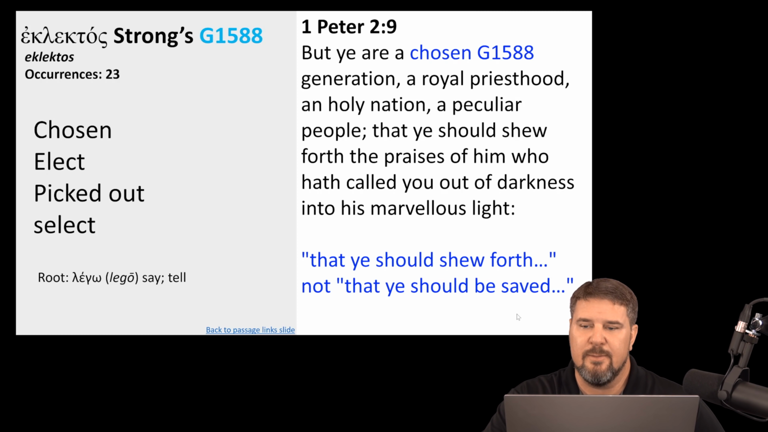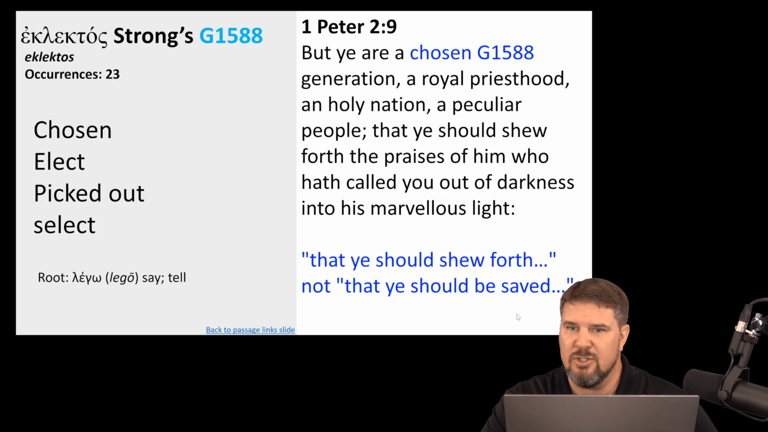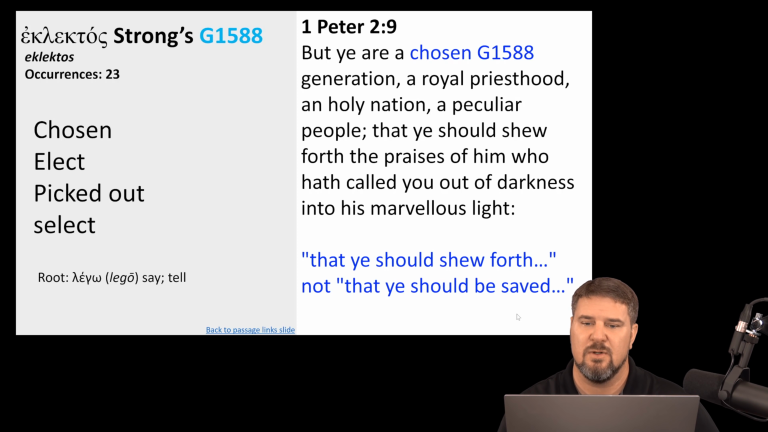1 Peter 2:9, but ye are a chosen generation, a royal priesthood, a holy nation, a peculiar people, that ye should show forth the praises of him who hath called you out of darkness into his marvelous light. That ye should show forth, not that ye should be saved. They're chosen to serve in a certain capacity.